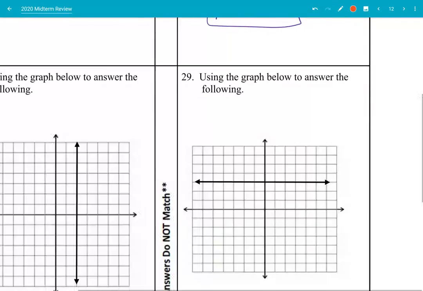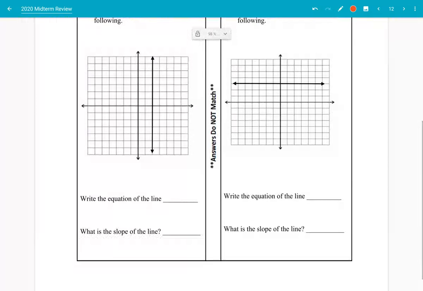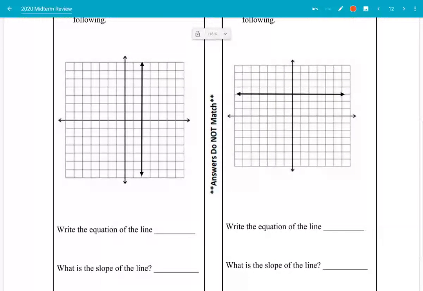Next. Use the graph below to answer the following. Write the equation of the line. Here's the line. Let's see. It's a horizontal line, so it starts with y equals. And where is y? 1, 2, 3. It's at 3. Every y coordinate on this line is 3.